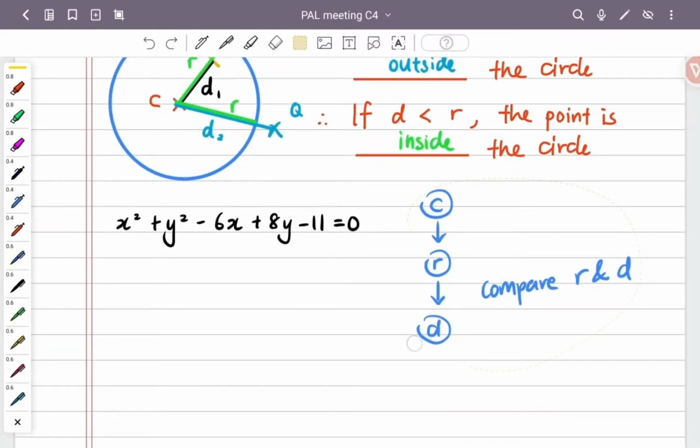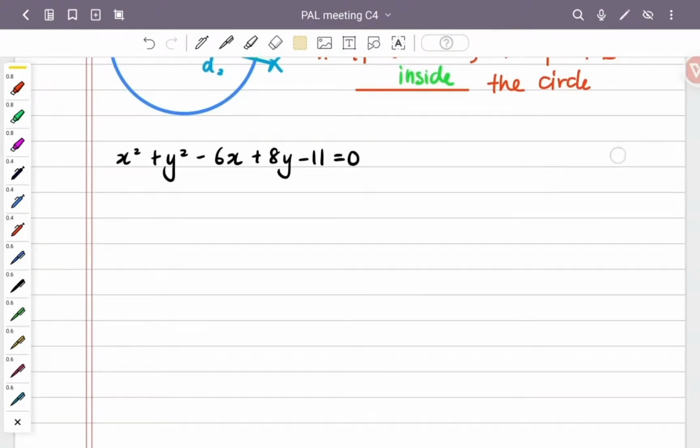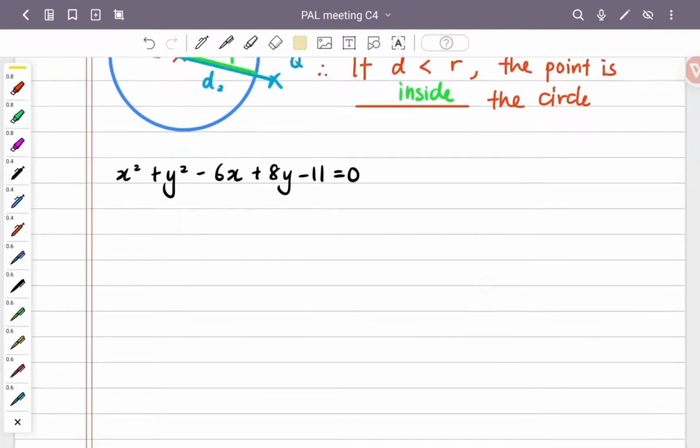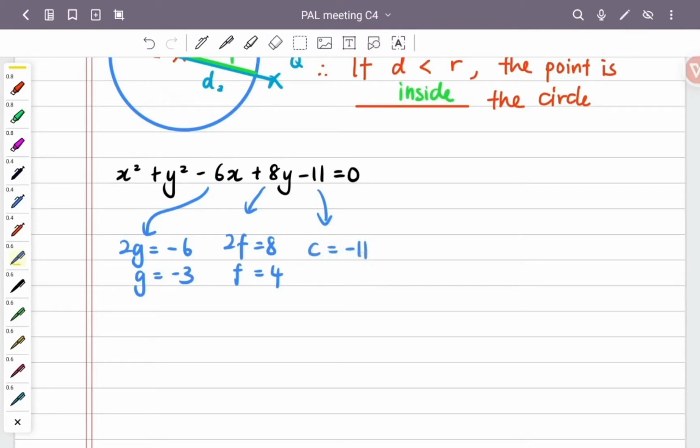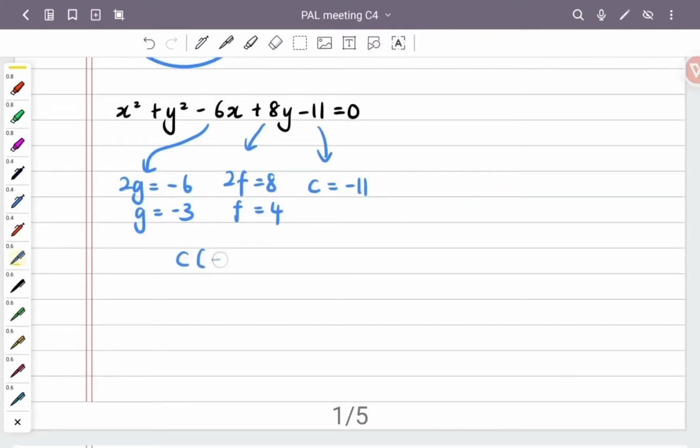Okay, now for this question, here is our 2gx. So compare, you get 2g equals -6 and your g equals -3. This one is our 2f, so 2f equals 8, and your f is equal to 4. And this thing is just obviously our c, so just copy it down also. c equals -11. Okay, so from here you can know the center is (-g, -f), right? So your center is (3, -4).